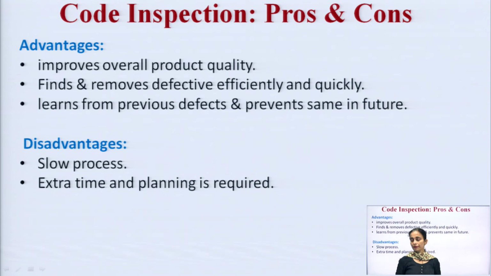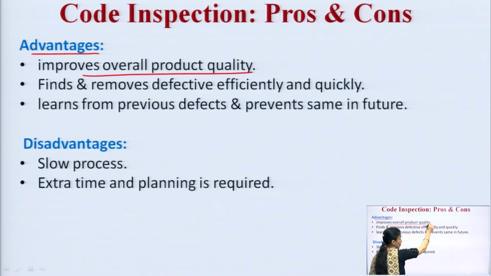Then coming to the code inspection pros and cons. The first and foremost advantage of doing this code inspection is that it improves the overall product quality. The quality of the entire software product is improved here. Then it finds and removes defects very quickly, meaning all the defects are found and corrected in a very quick and efficient manner. Then we learn from the previous defects, and they are prevented in the future.